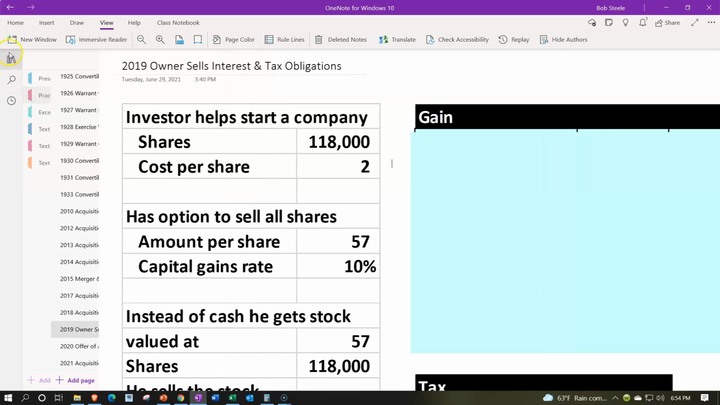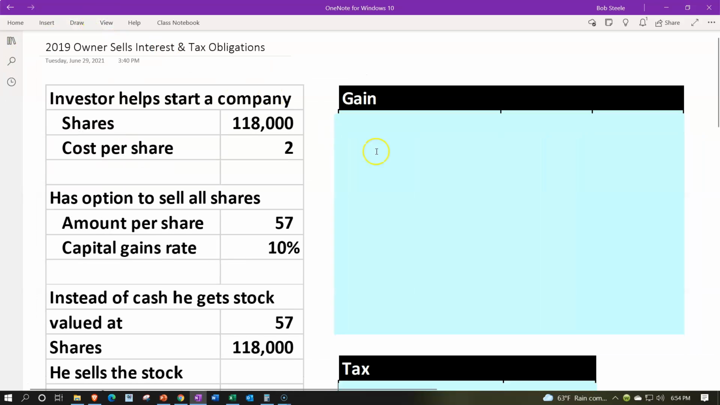Closing the icon, we've got our information up top. We've got the calculations down below. We're looking at a scenario where an owner starts up a company, has the shares for the company, builds it up, and then thinks about selling those shares and structuring the sale in a couple of different ways to consider what some tax obligations might be in a scenario such as that.